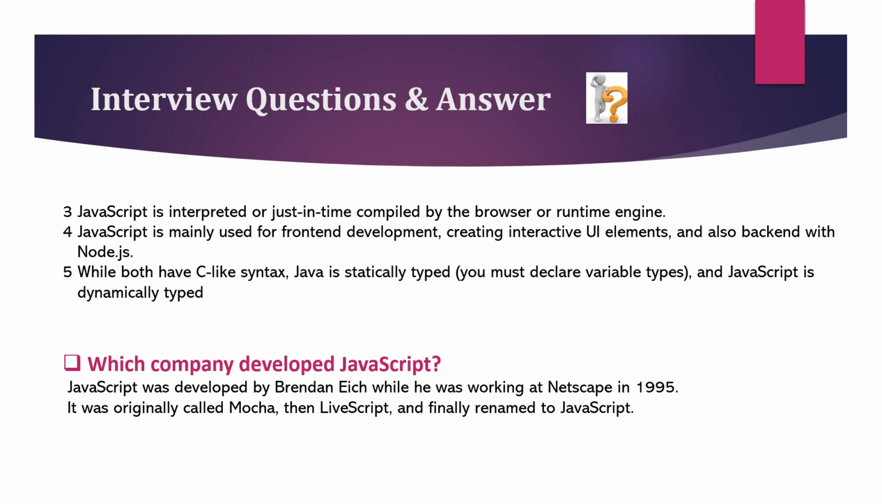JavaScript is interpreted or just in time compiled by the browser or runtime engine. JavaScript is mainly used for front-end development, creating interactive UI elements, and also backend with Node.js. While both have a C-like syntax, Java is a static type syntax and JavaScript is a dynamic type syntax.